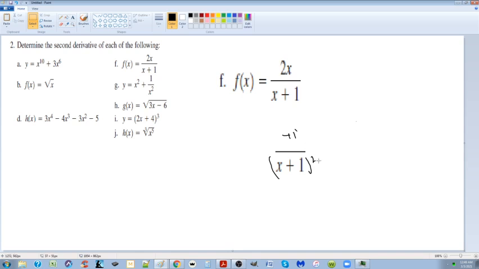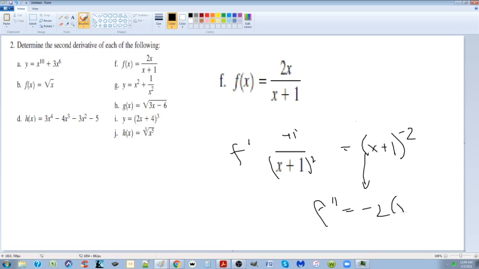Okay? Now, this is no longer the quotient rule. This is the same as this. So the derivative of this is the chain rule now. So that's first derivative. This is second derivative. 2 comes down, the contents stay the same. 2 gets lowered to -3. Then the derivative of the contents, that's just 1. So there's the second derivative right there.